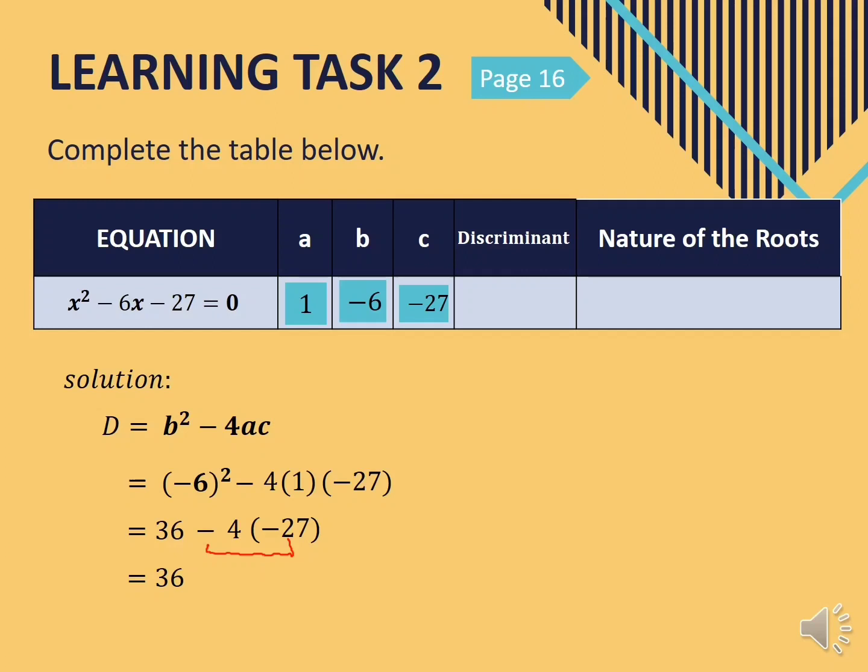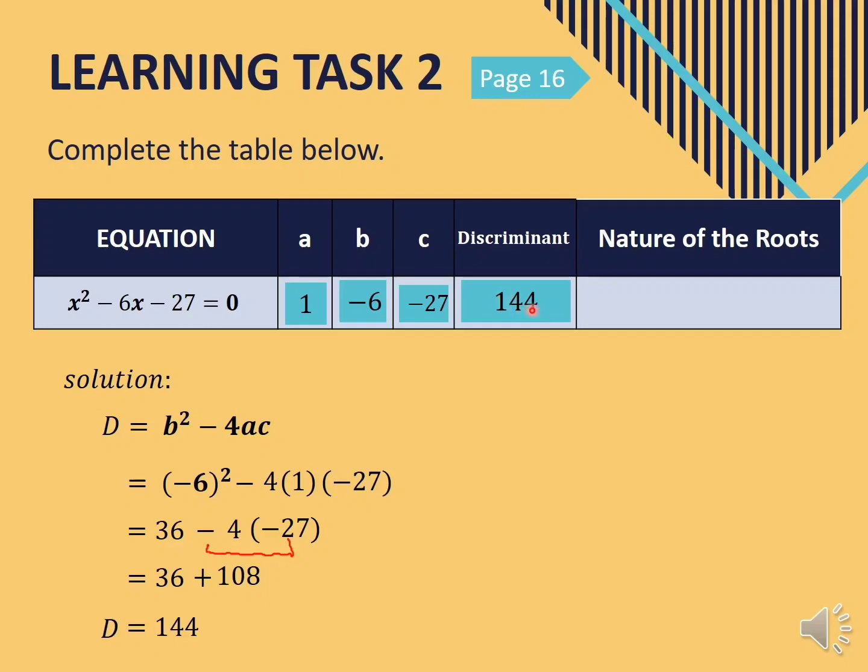So, negative 4 muna times negative 27, and that is, okay, correct. That is positive 108. And then, saka pa lang tayo makapag-perform ng addition. So, 36 plus 108 is equal to 144. Our discriminant is equal to 144. So, therefore, dito natin siya ilalagay.